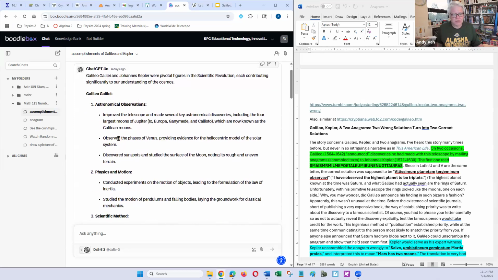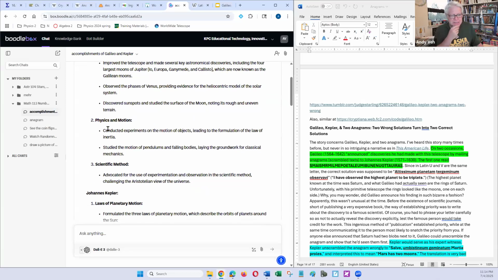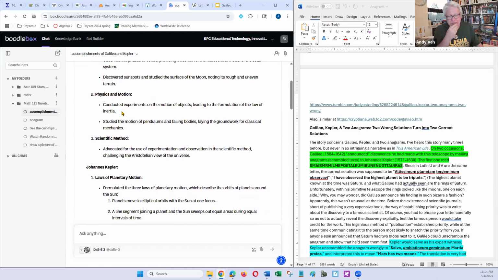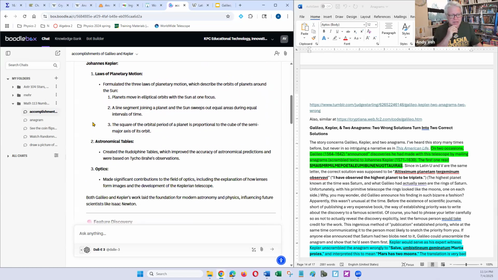So the moons of Jupiter, the phases of Venus. He discovered sunspots by simply looking at it. That actually made him blind. So never ever look with a telescope at the sun. He didn't know that, I guess. So over time he got blind from that. And then physics and motion. So he's kind of like also the father of modern physics and so on. Johannes Kepler himself is famous for formulating the laws of orbital motion, is what I call them. And here they are. One of them is the orbits and so on.